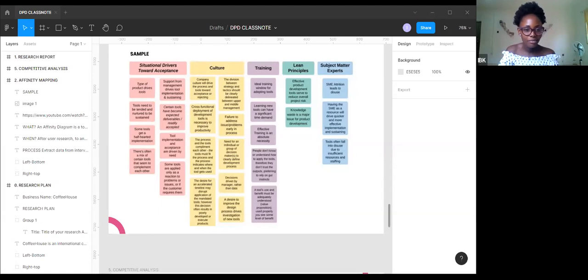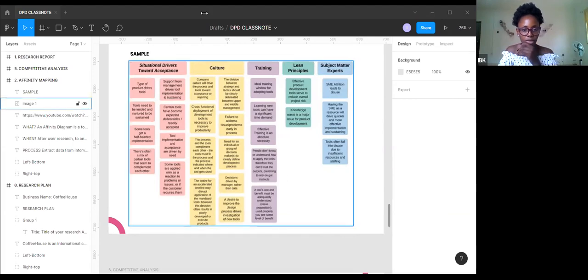Okay, it's fine. Affinity mapping, let me share another one.